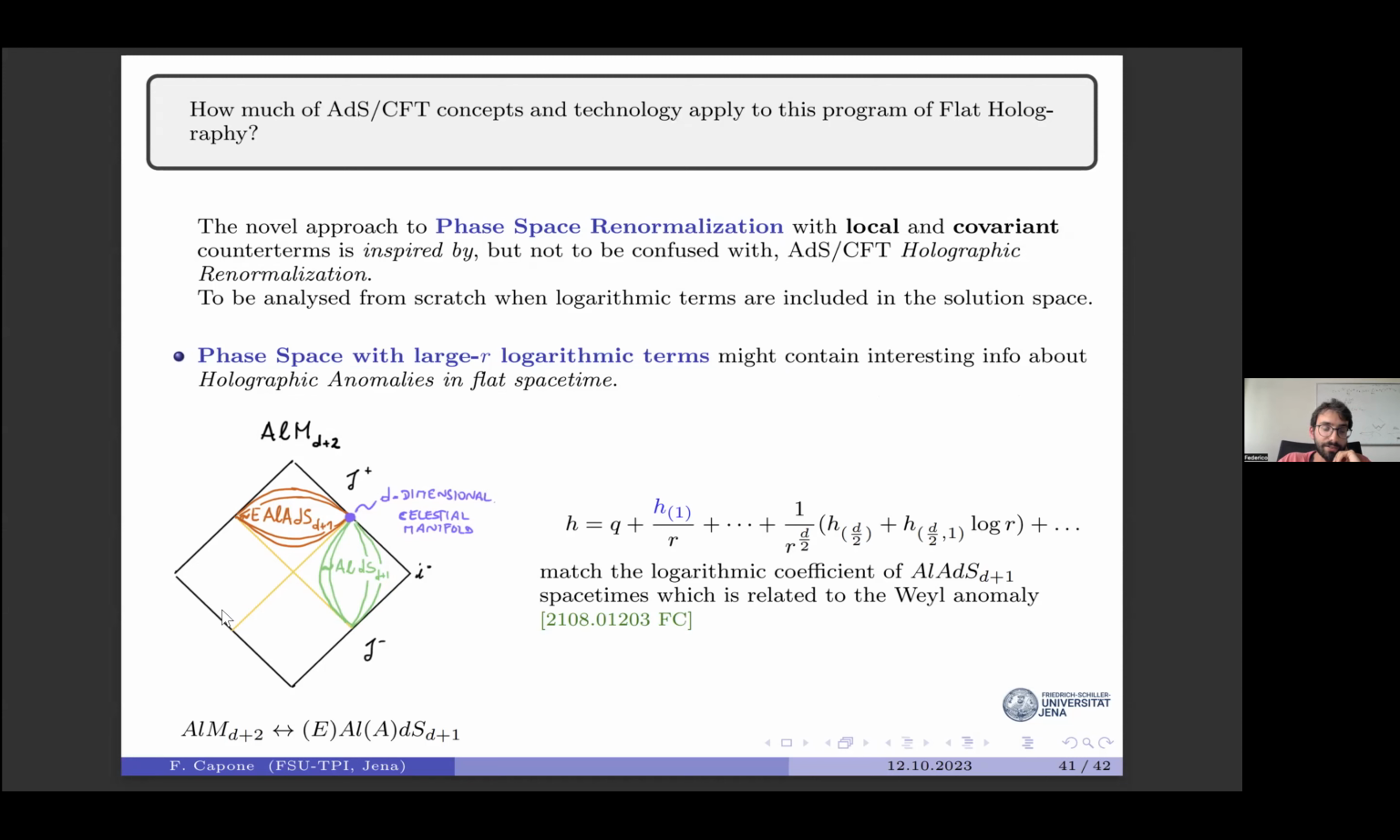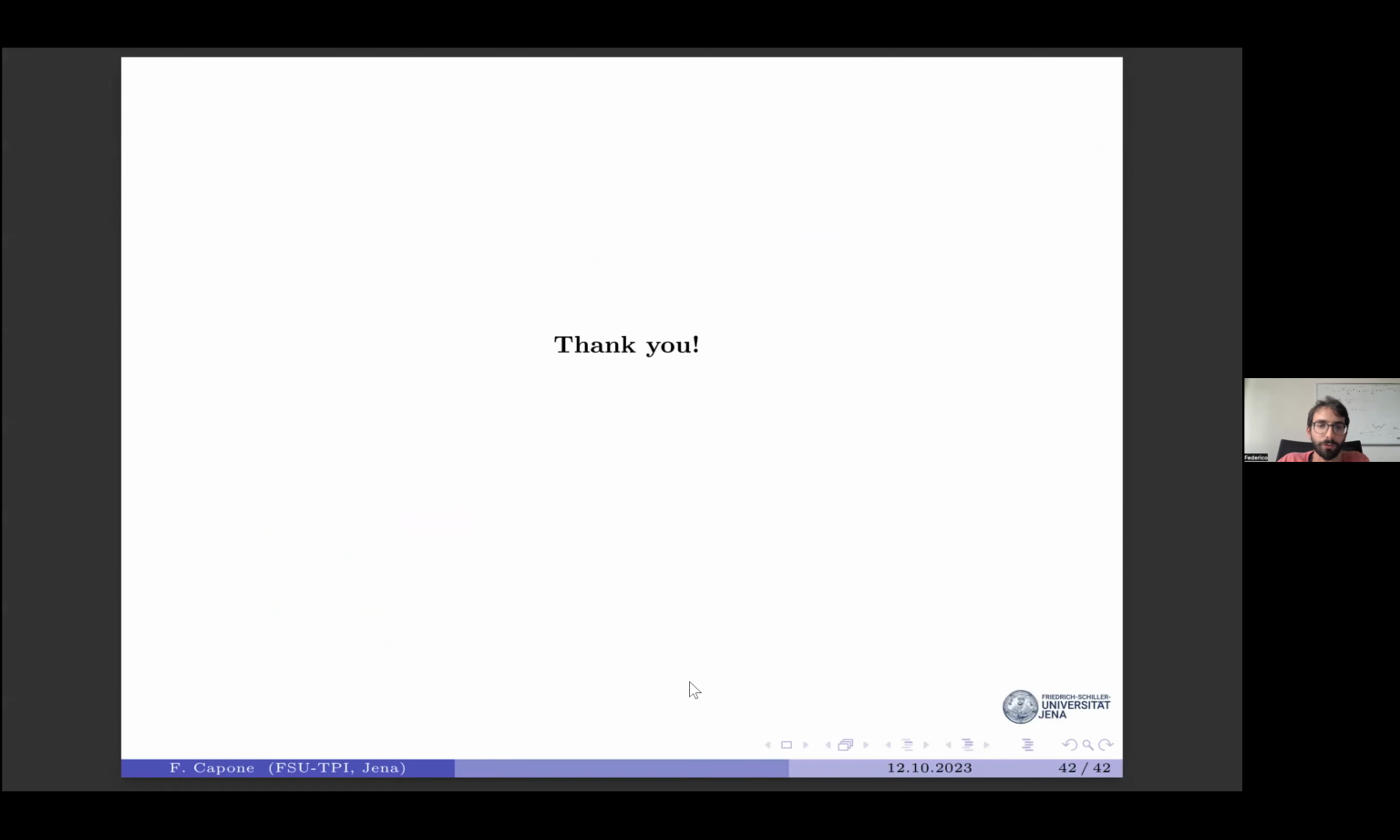Now, if you slice the interior of your even dimensional, let's say six dimensional flat space with Milne slicing, then you have anti-de Sitter and de Sitter sections, basically. And you can see that there is a very similar matching between the logarithmic term that I discussed before and the logarithmic term that appears in AdS. And again, this could be quite an interesting point to analyze from the point of view of holographic anomalies in flat space. This is a comment that I like to make, and I hope that this tells you something. And I will conclude it here. Thank you.